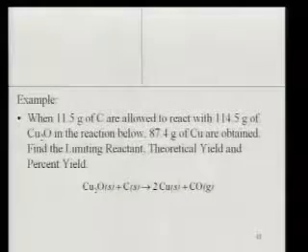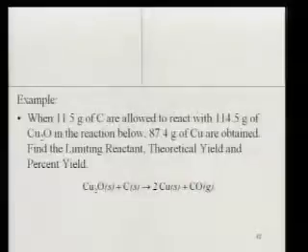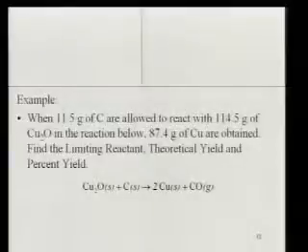Let's take a look at this problem. If you have 11.5 grams of carbon, and you react 11.5 grams of carbon with 114.5 grams of, you tell me, what is this? Cu2O. How would I? Copper(I) oxide?